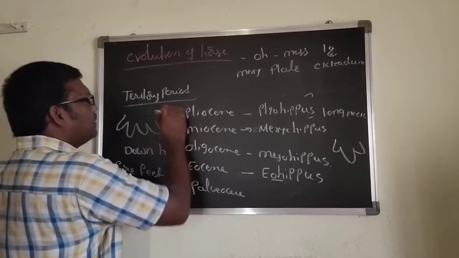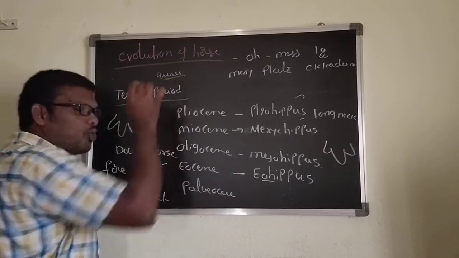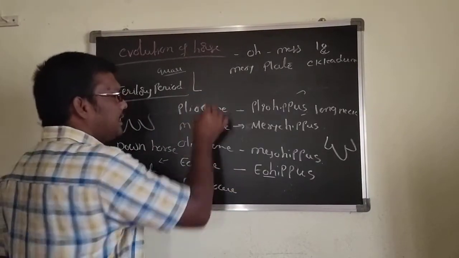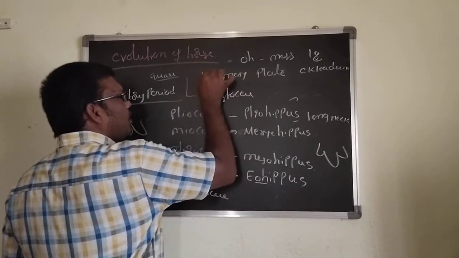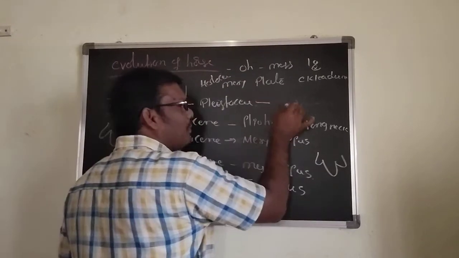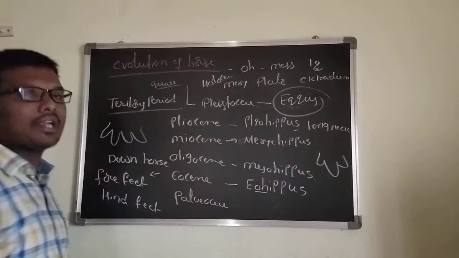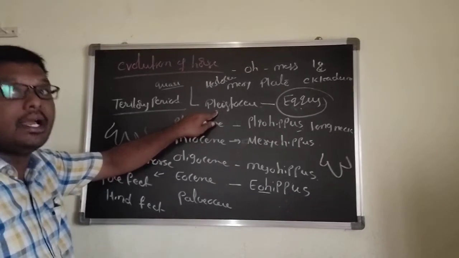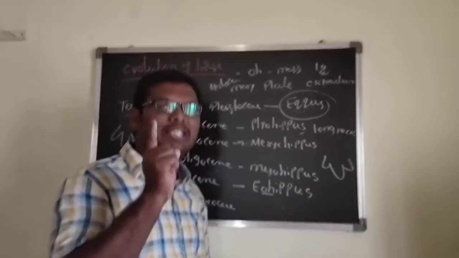Now, after the tertiary period, the next one is the quaternary period. In this quaternary period, there are 2 epochs: one is the Pleistocene, another one is the Holocene. In the Pleistocene, the present horse, called Equus, originated. They have a long neck and a large head, with a single finger and a single toe.